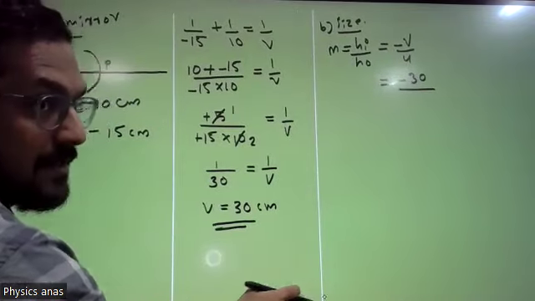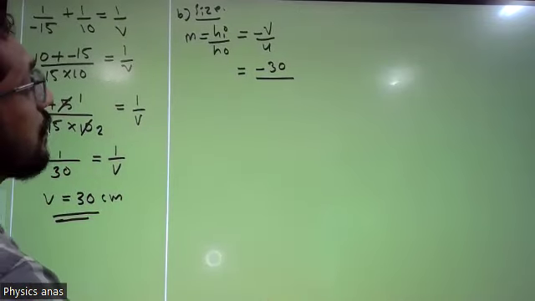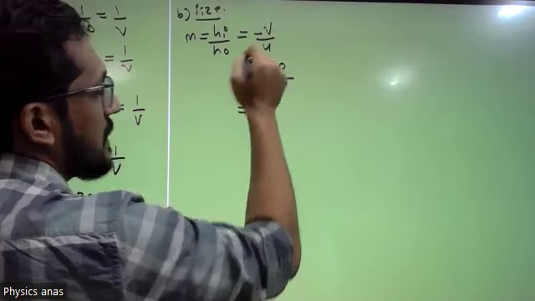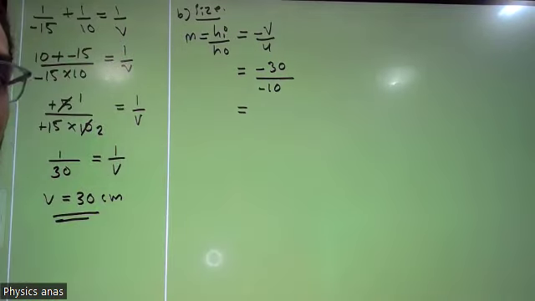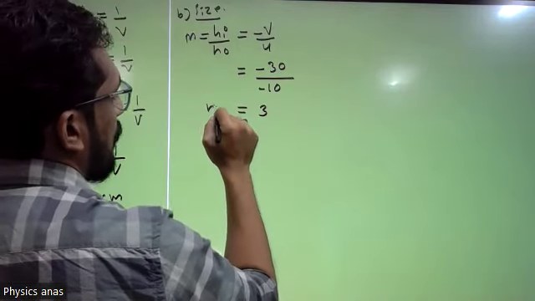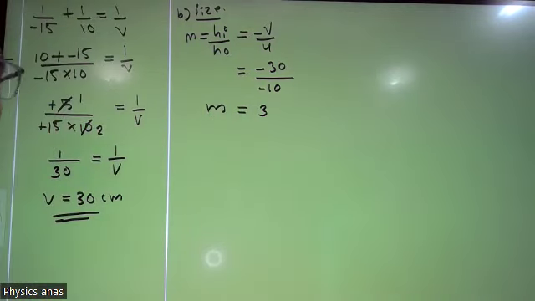U is minus 10, right? So you have to put U as minus 10. Then minus divided by minus will be positive. 30 by 3 will be 3. That means magnification is what? 3.